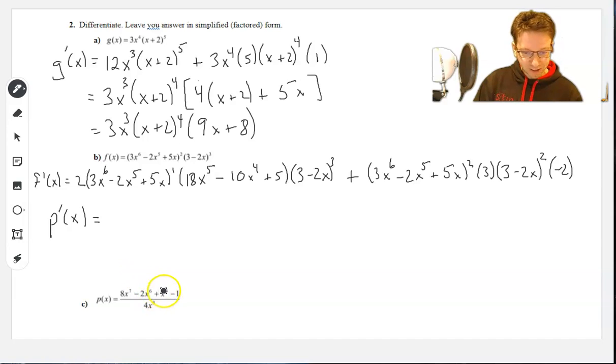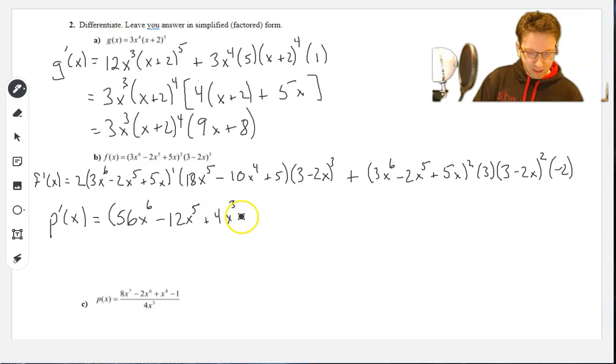So first we're going to take the derivative of the numerator. All right, so bring the 7 out. So 7 times 8 gives us 56. Subtract 1 from the exponent. And then 6 times 2, so minus 12. Subtract 1 from the exponent. And then 4. Again, subtract 1. And there you go. There's the derivative of the numerator. And then multiply by the denominator, 4x cubed.